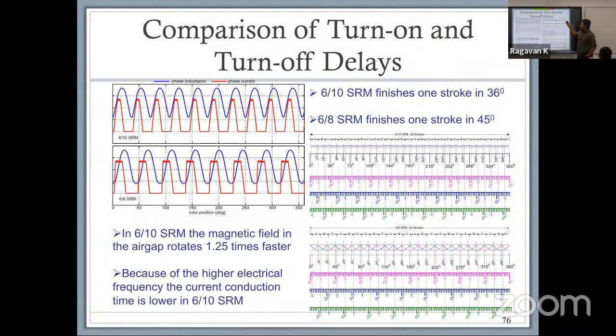So what we also found here was that 610 finishes 1 stroke in 36 degrees, 6/8 finishes 1 stroke in 25 degrees, which basically means in a 610 machine, the magnetic field is 1.25 times that of your 6/8 machine. So it could be looked at one of 2 ways. One is you have to have better steel, or 2, you have to have better control in your current, and you should not send the same amount of current that you were sending through a 6/8 machine.